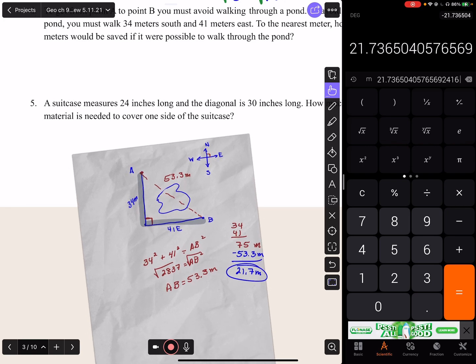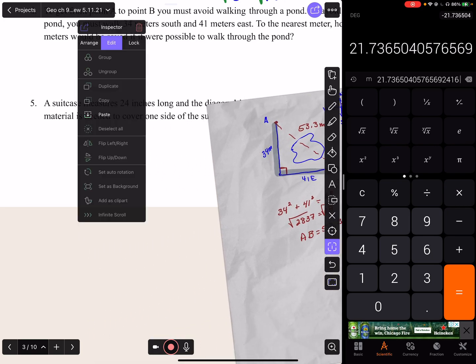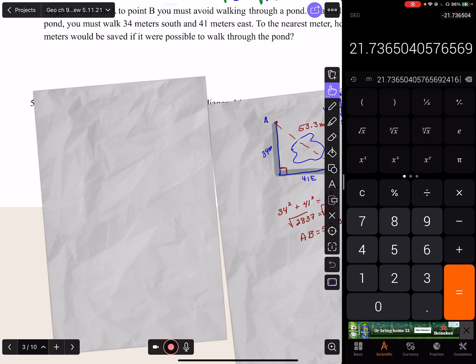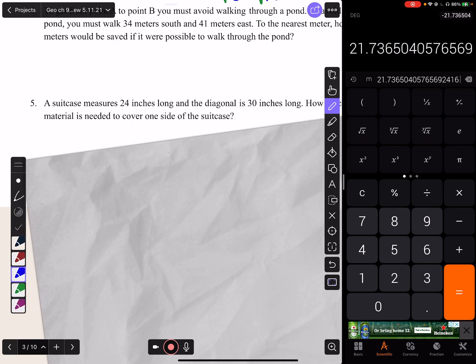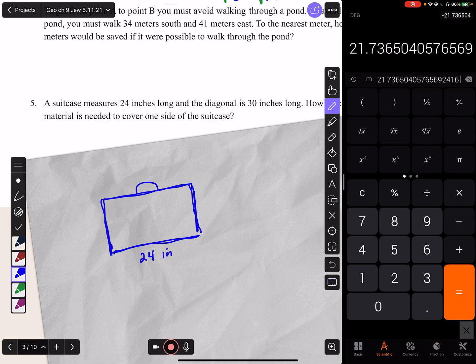And finally, number 5, we've got a suitcase here. So let's get a new piece of paper. Suitcase, so draw a little suitcase. Here's mine. Get a handle on mine. See, the suitcase isn't very rectangular, but it should be. There we go. It's 24 inches long, 24 inches. Diagonal is 30. And yeah, they are rectangles, suitcases are. So it is a right angle right here.